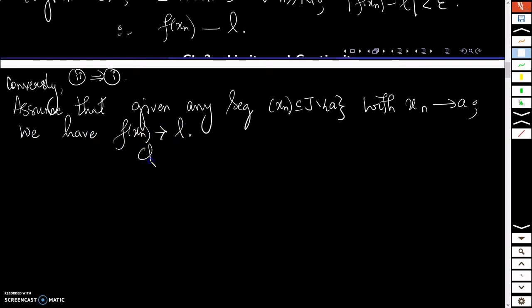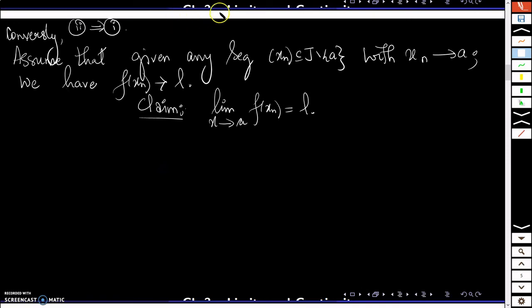That's the assumption, and we want to prove statement number 1, that is, the limit as x tends to A of f(x) is L. This is what I have to prove, right? Let's assume that the limit is not equal to L. So we will assume that this statement, which I want to prove, is false, and we will arrive at a contradiction. Okay, so we will assume that the limit as x tends to A of f(x) is not equal to L.